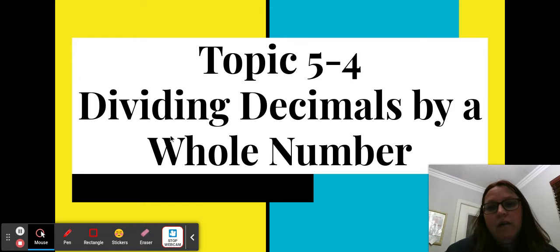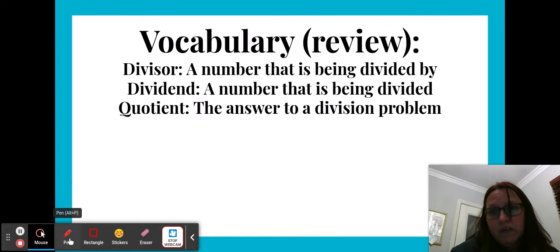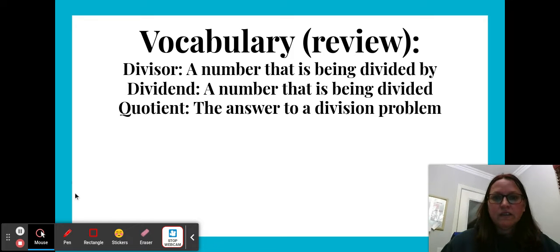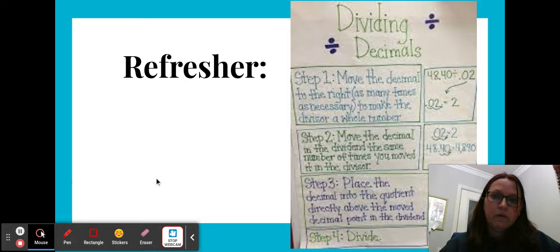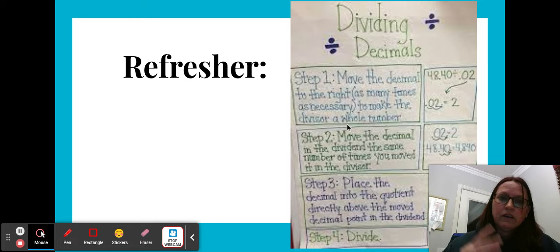Hello, we're going to talk about how to divide decimals by a whole number today. Just a quick reminder: a divisor is a number that is being divided by. The dividend is the number that is being divided, and a quotient is the answer. So let's look at a quick chart.